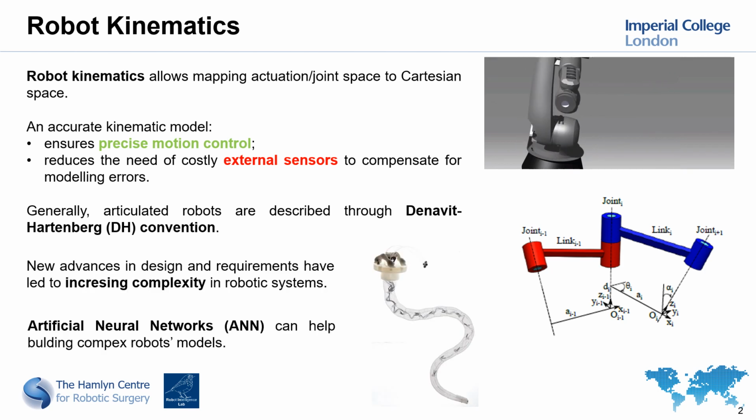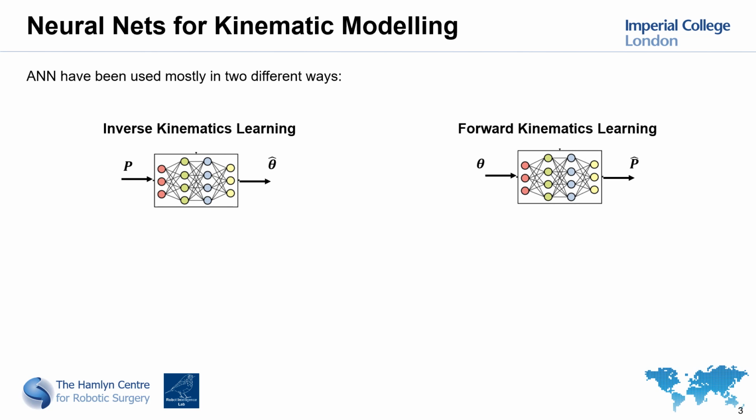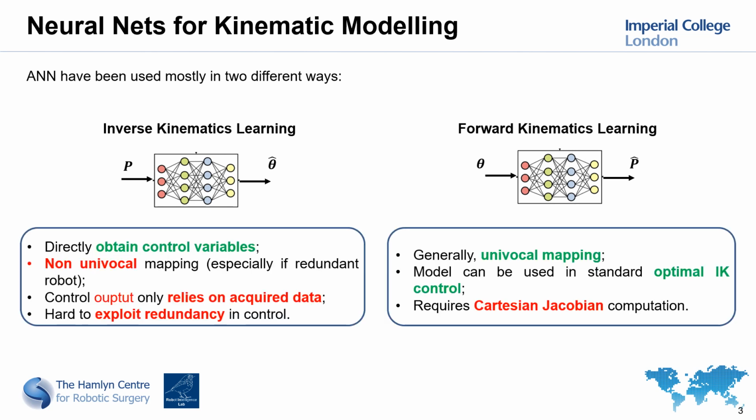However, new advances in design and requirements have led to increasing complexity in robotic systems. For this reason, artificial neural networks can help build complex robot models. Artificial neural networks have generally been used in two different ways for robot kinematic modeling: either inverse kinematics learning or forward kinematics learning.